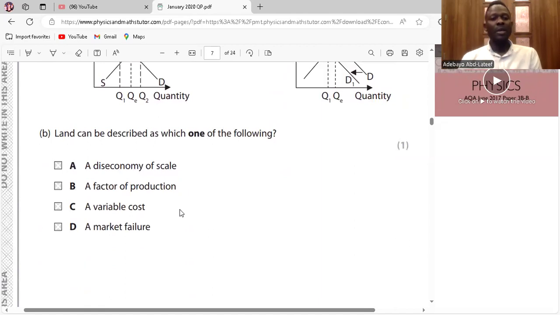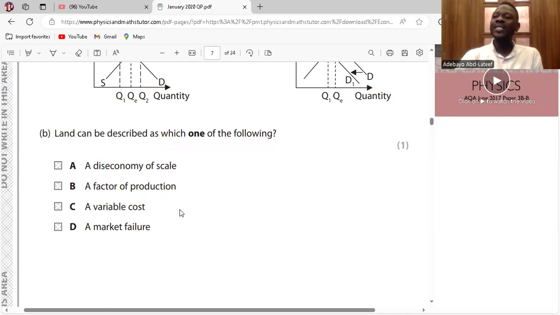Question B. Land can be described as which one of the following? A diseconomy of scale, a factor of production, a variable cost, a market failure. The answer is factor of production. So what are factors of production? Factors of production are resources that help in the production of goods and services. We have land, whose reward is rent income. We have labor, whose reward is wages or salaries. We have capital, whose reward is interest, and enterprise or entrepreneur, whose reward is profit.